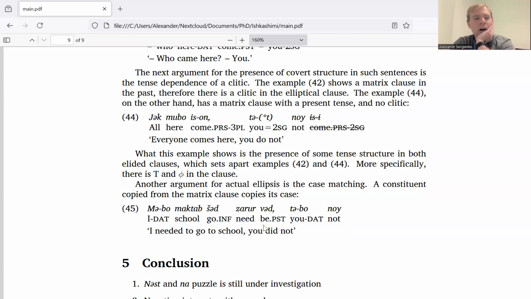Right, so you see tbo somehow getting the case, right? And if a constituent gets its case, we need to think about a syntactic head or maybe a functional mechanism for how it gets its case. So that is the argument for it being some kind of elliptical structure.